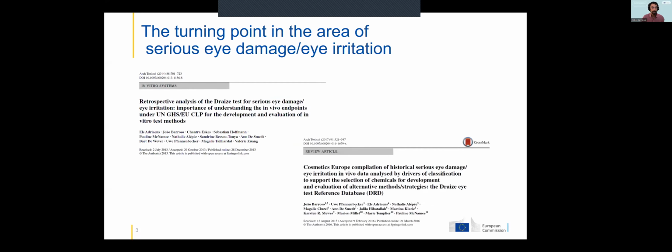So, as I mentioned, my presentation will focus on the work published by Cosmetics Europe and the JRC in these two manuscripts. And I truly believe this work provided a turning point in the area of serious eye damage and irritation and paved the way to achieving full replacement of the in vivo Draize eye test, which 10 years ago actually looked pretty daunting and almost impossible to achieve.